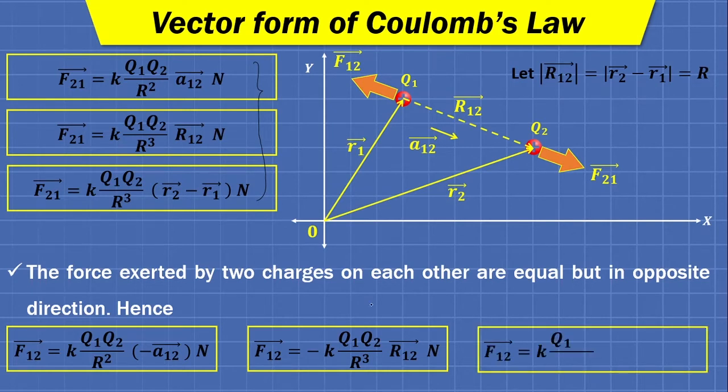Or one can also find this force F12 by k q1 q2 upon r cube, because the distance between q1 and q2 will not change. Okay, so r cube will be there as it is. Only the difference it will make is, here you will calculate r2 bar minus r1 bar, while finding the value of F12 bar we will perform r1 bar minus r2 bar. Okay, so this is a vectorial representation of Coulomb's law.